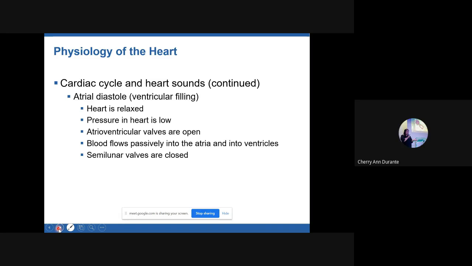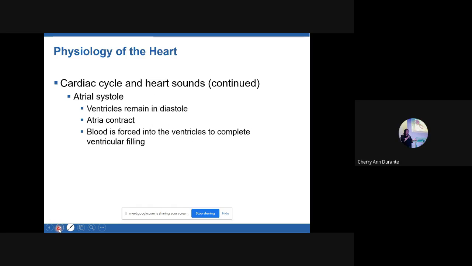So the blood flows passively into the atria and from the atria into the ventricles. Now, in your atrial systole, ibig sabihin ito yung pumping mechanism. So the atria now pumps, contracts. So it forces the blood to the ventricles, thus completing the ventricular filling. After that, you will have your ventricular systole.